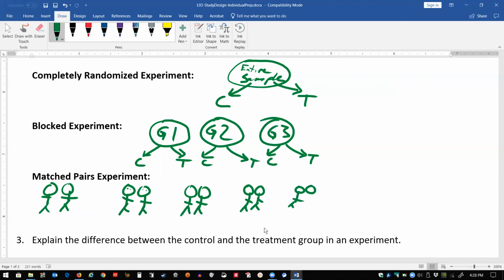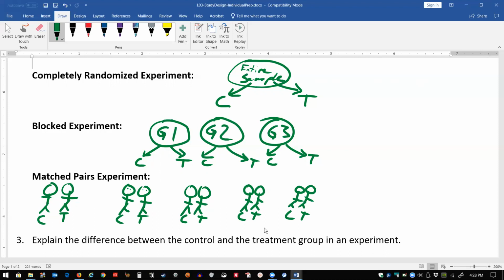So we break the sample up into pairs, and guess what? One person from each pair goes to the control, the other one goes to the treatment. And again, this basically serves to make the control group and the treatment group as similar as possible. That way, the comparison between them is much stronger.